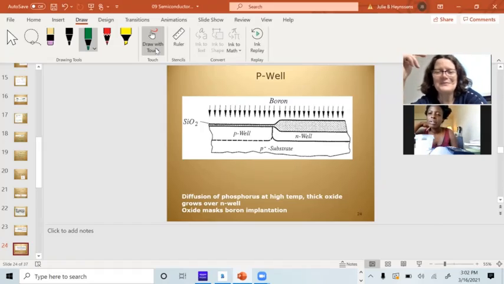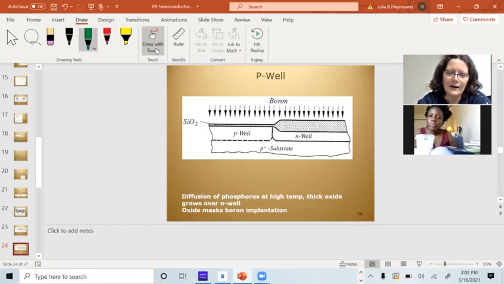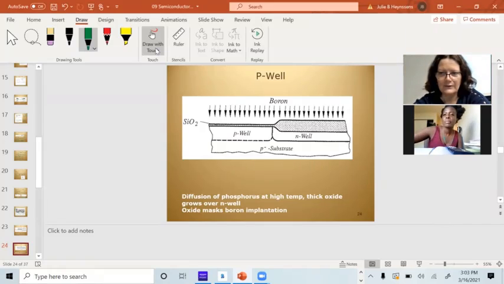Okay. Now I want to create the P wells. So for the P wells, I need boron. What we're doing here is we're growing a thick oxide over the N wells and a thin oxide over the P wells. Growing silicon dioxide on silicon is amazingly easy to do. You just leave it in a room and it will oxidize. Controlling the thickness is a whole other thing, and I don't know how they do that.